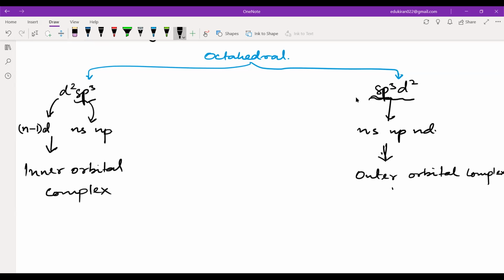You will generally see that outer orbital complexes have more unpaired electrons, because pairing does not happen there. If you do pairing, then only you will form the inner orbital complex. If you are not doing the pairing, then you will form the outer orbital complex, which will have more unpaired electrons. The inner orbital complex will have fewer unpaired electrons.